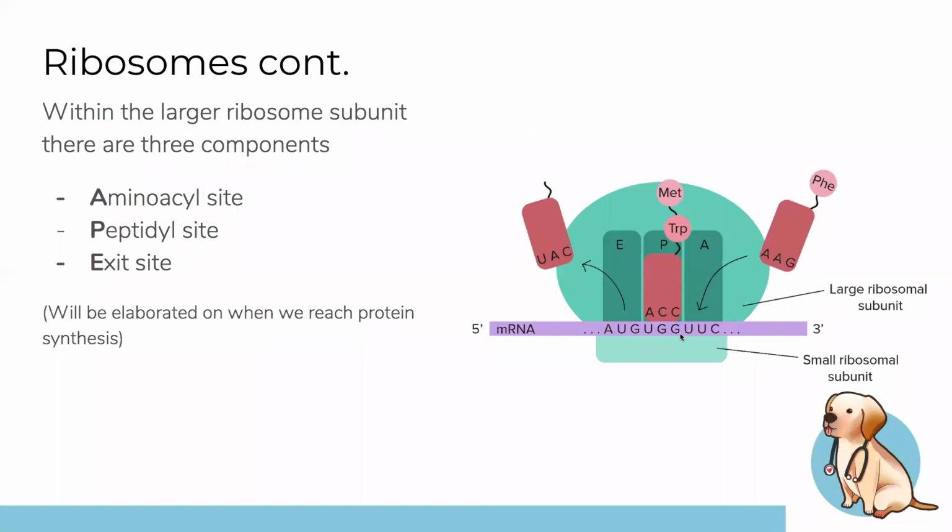Yeah, so more about ribosomes. It's probably not that important yet. I will be going over it again when we get to protein synthesis, but within the larger ribosome subunit, there are 3 sites, and it's basically how translation is facilitated.